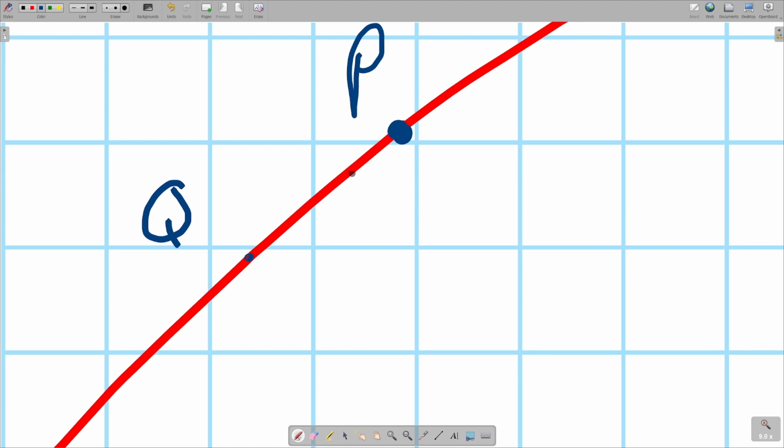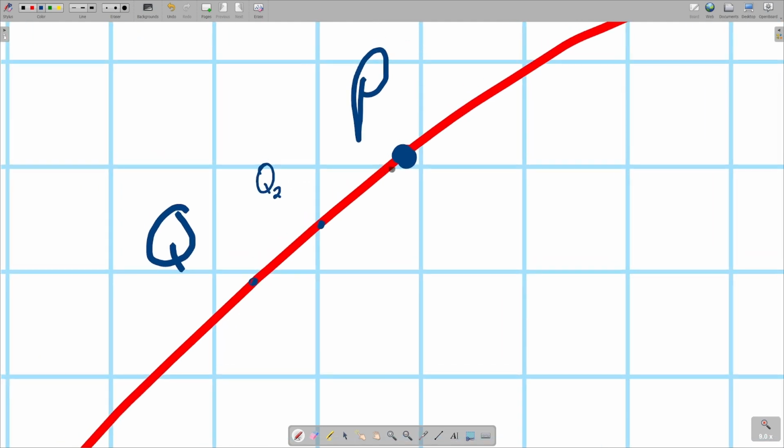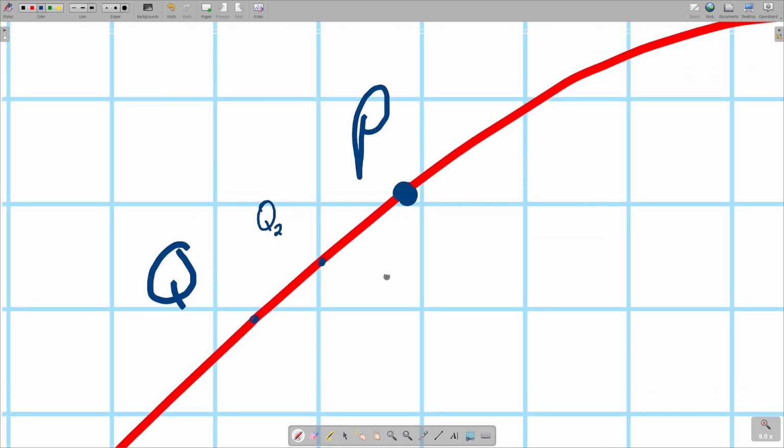Then he said, that's not exact. Let me add another point over here and call it Q2. Because it's more straight than the line QP was, now it's Q2P. He found the slope, and then he said, let me try one more time. Let me zoom in more. Oh, I can't zoom in more. So let me put another point, call it Q3, and find the slope between P and Q3. He would keep on doing this until he got a point Q4.